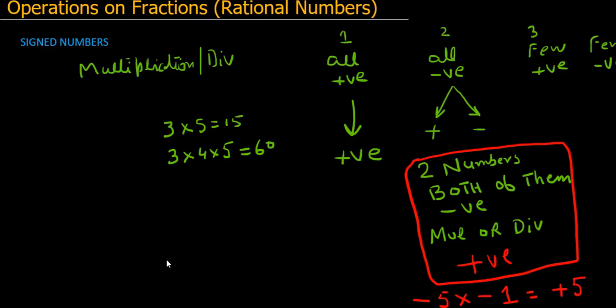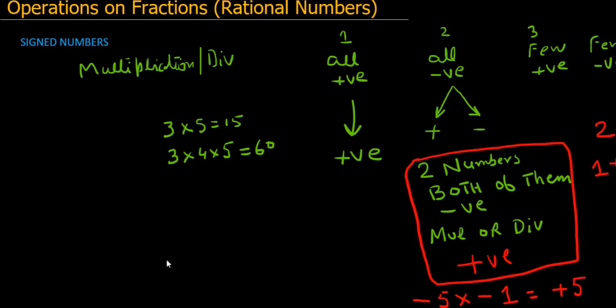Now let's talk about the third case. A few are positive and a few are negative. So again, we first talk about two numbers, not a few, but two numbers. The simplest case. Two numbers, one is positive and the other is negative. When two numbers of different sign are multiplied or divided, the result is always negative.